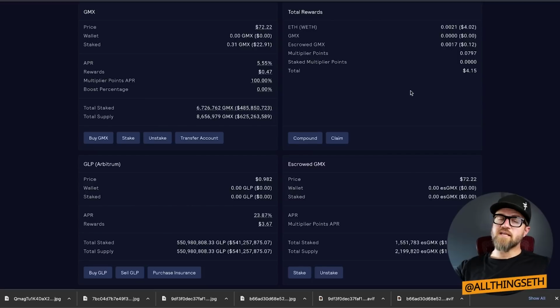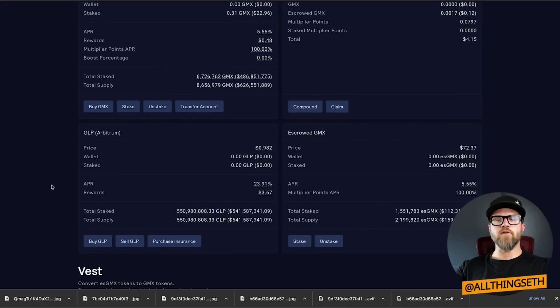So again, my strategy is to grow my Ethereum bag over time. My favorite thing to do is claim that Ethereum. Sometimes, especially if the price of GLP is a little bit lower, I might want to compound that Ethereum back into GLP. But a lot of the times I'm just claiming it and moving on, just growing my Ethereum stack.